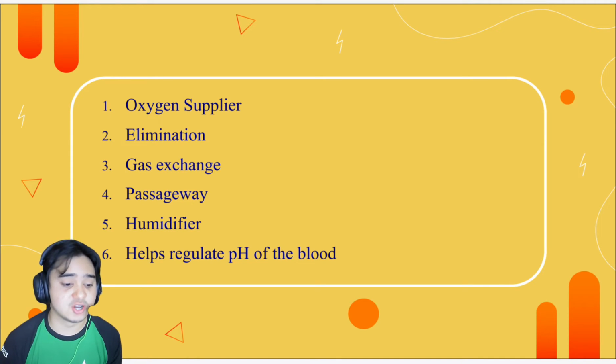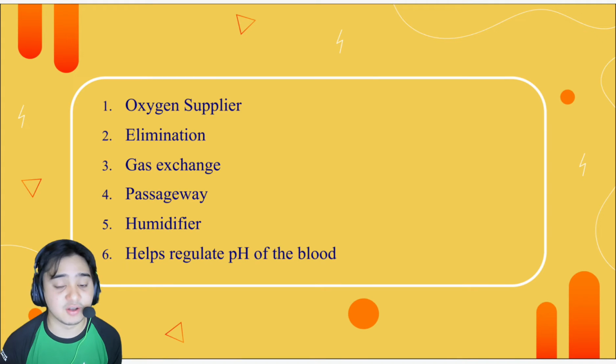Next is gas exchange. During gas exchange, oxygen moves from the lungs to the bloodstream. At the same time, carbon dioxide passes from the blood to the lungs for exhalation. Next function is passageway: passageways that allow air to reach the lungs, starting from the pharynx, larynx, trachea, bronchi, and bronchioles. The next function is humidifier, which purifies, humidifies, and warms incoming air. Examples are small hairs in your nose that help filter out the air, and mucus produced in the trachea and bronchial tubes to keep air passages moist.